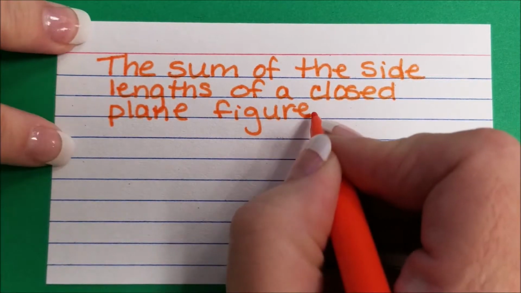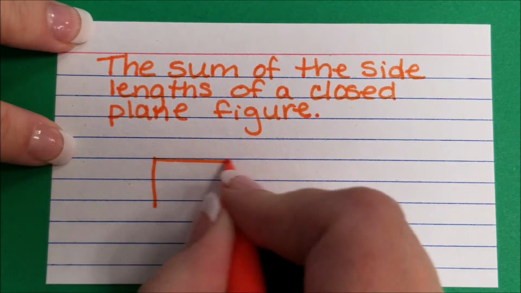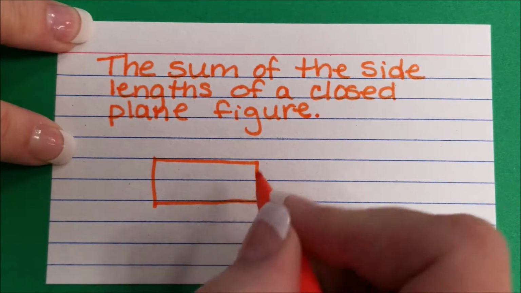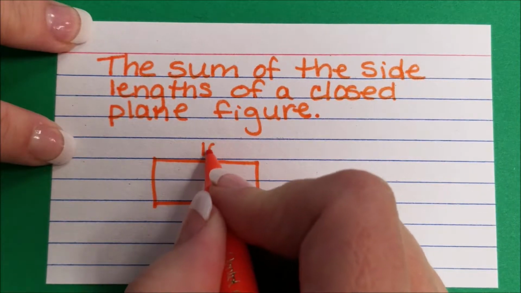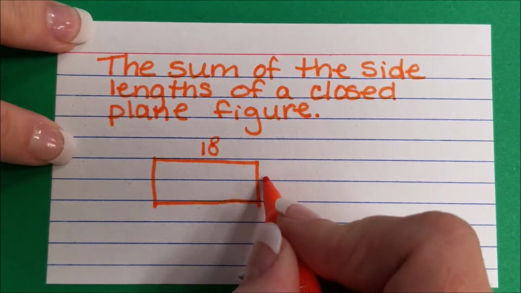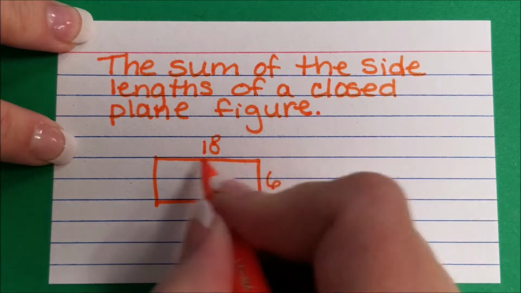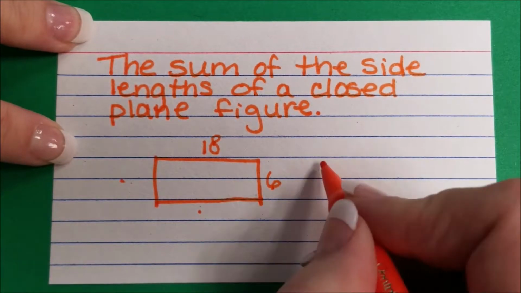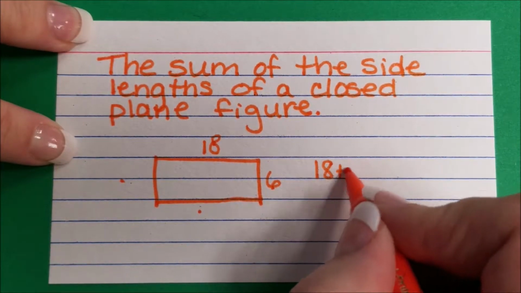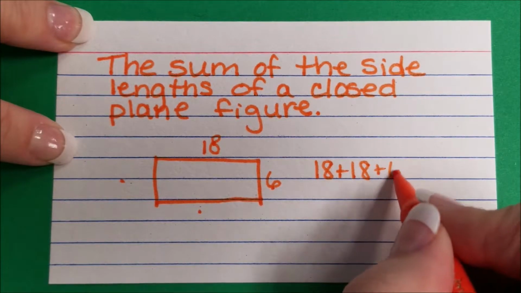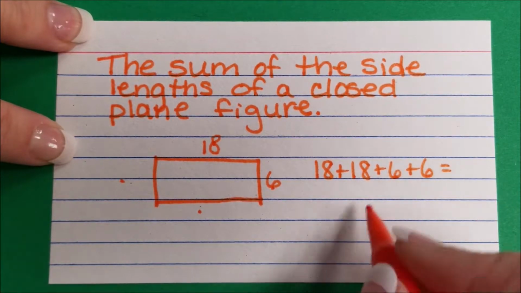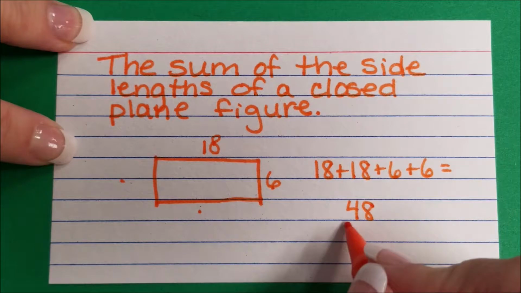For example, if I had a rectangle and the length of that was 18 and the width was 6, that would be 18 and 6 as well. So we would do 18 plus 18 plus 6 plus 6, and the perimeter would be 48 units.